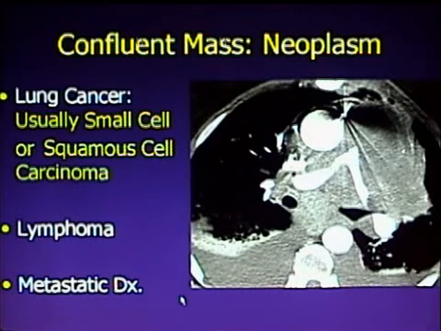Confluent masses, talked about this a little bit. Lung cancer, small cell and squamous cell in particular, are most typical for these large confluent central masses, in this case associated with adenopathy.